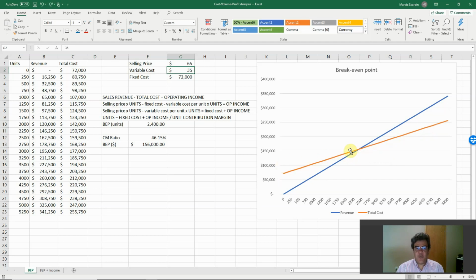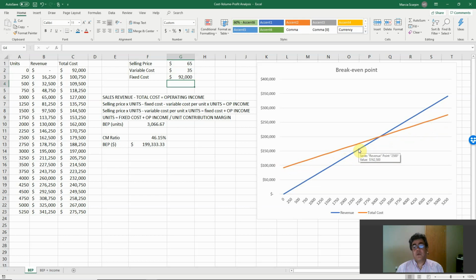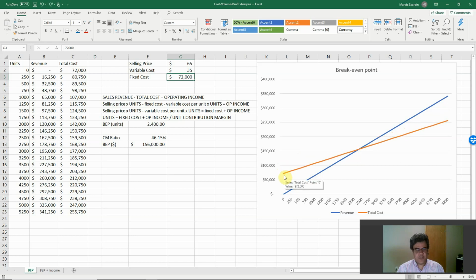Finally, what if our fixed cost changes? Instead of 72, 92. Our total cost changes, but that's quite funny because our slope remains the same. What changes is our origin. Instead of 72 here, we have our 92 there. So it goes up. And then our break-even point also goes up.